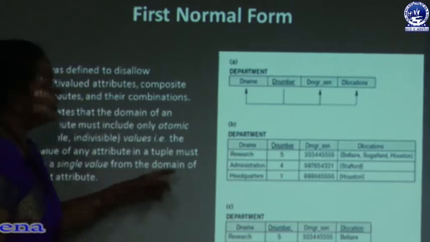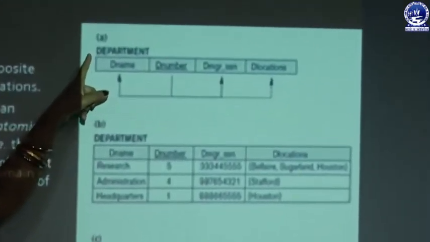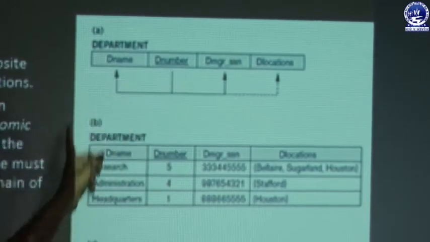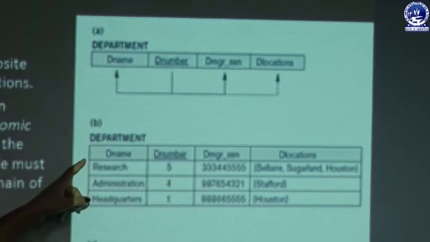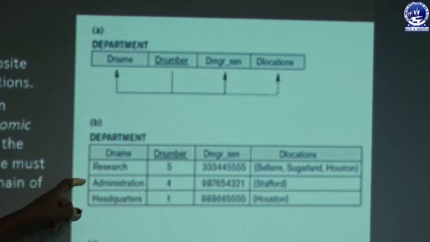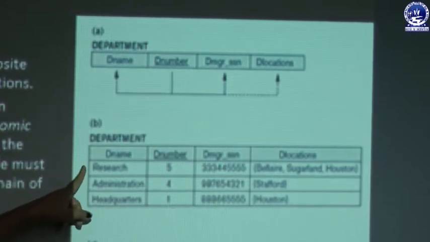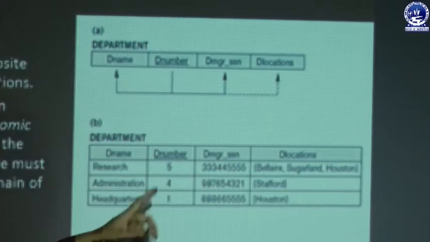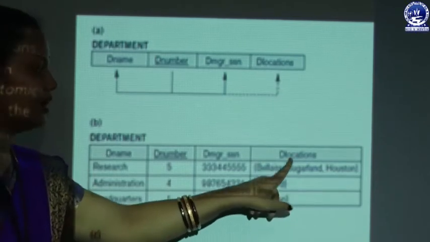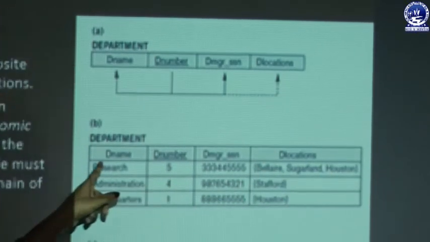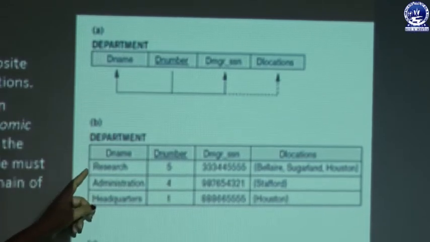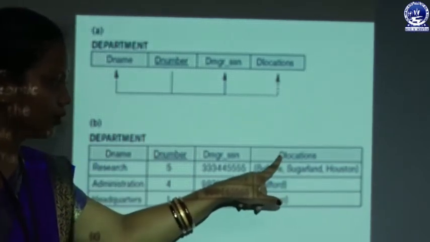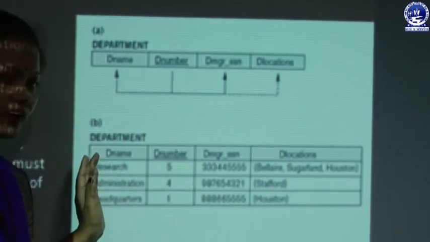You can see the example. Here I take one relation schema, that is department, having attributes D name, D number, D manager SSN and D location. And here are the tuples of this relation schema; tuples 1, 2 and 3 are given. From this you can see the first tuple. In the first tuple the D location attribute contains 3 values, but first normal form disallows multi-valued attributes in any tuple of a relation schema. The tuple 1 in this relation schema contains a multi-valued attribute for D location. So this relation schema is not in 1NF.